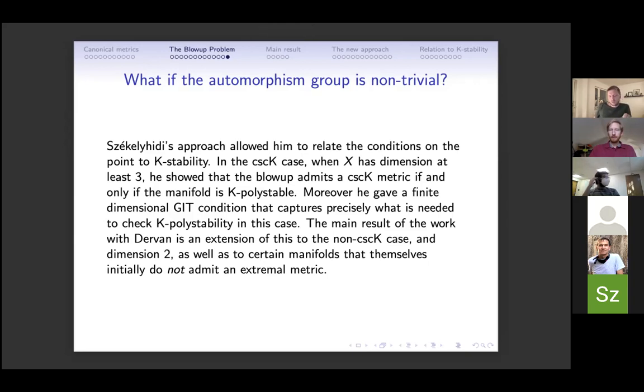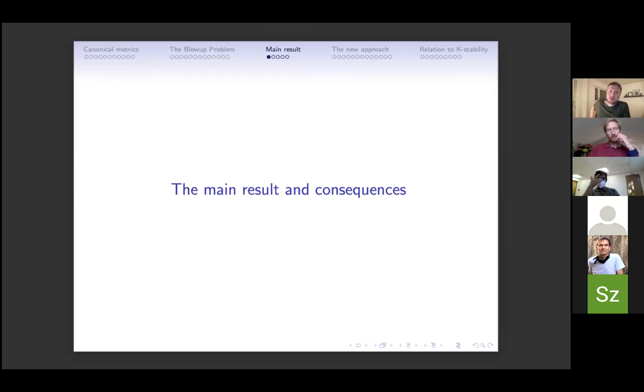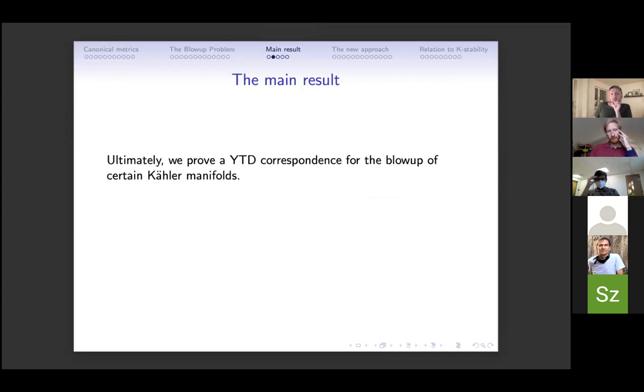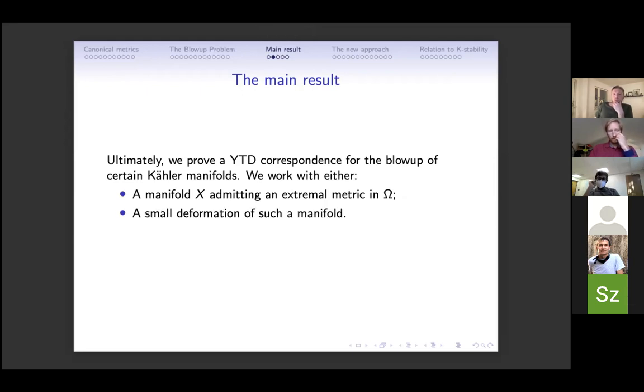So the main result of my work with Rui is an extension of this to the non-cscK case and dimension 2, and also to certain manifolds that themselves initially don't admit an extremal metric. And that's an interesting case, especially for examples. So now I will state this and some consequences, and then I will talk a bit about some aspects of the proof. So the main result is a YTD type correspondence for the blowup of certain Kähler manifolds. So either we work in the setting of those previous constructions of Arezzo-Pacard, Arezzo-Pacard-Singer, or Székelyhidi, that is when X admits an extremal metric in omega, or we work on a small deformation of such a manifold. So X will be very close to having an extremal metric, but won't actually have an extremal metric itself.